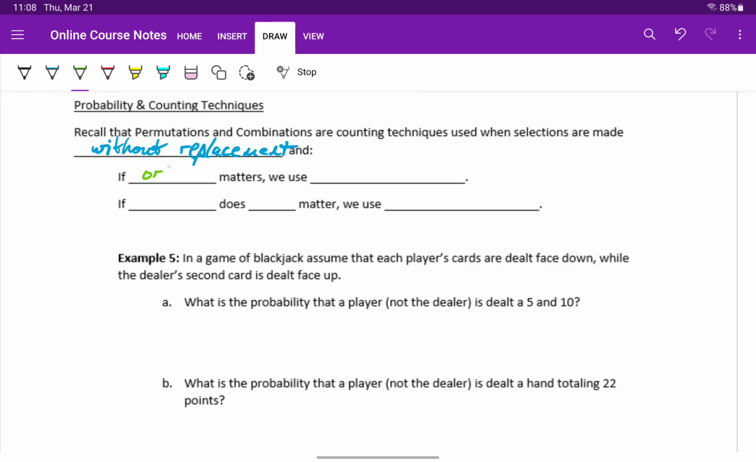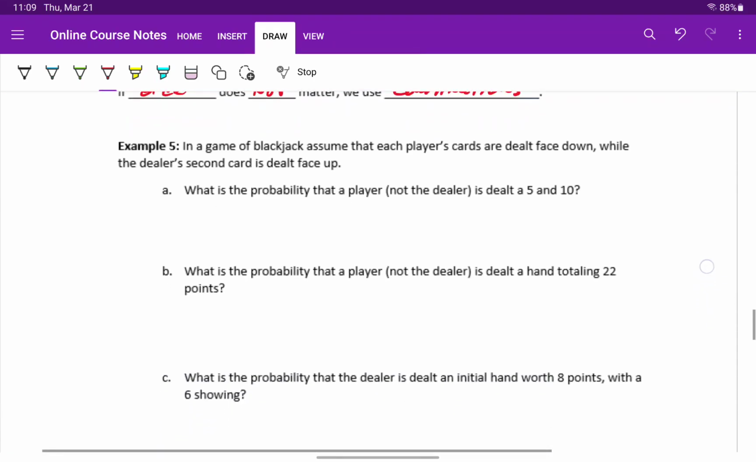If we're dealing with a case where order matters, then we use permutations. And if we're dealing with a case where order does not matter, then we use combinations. So permutations and combinations will help us come up with our sample space, the number of possible ways our cards could be dealt in example 5. But we'll need to determine if order matters or if order doesn't matter in each case.